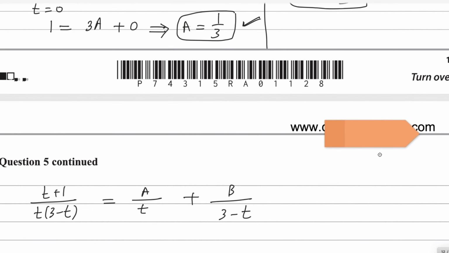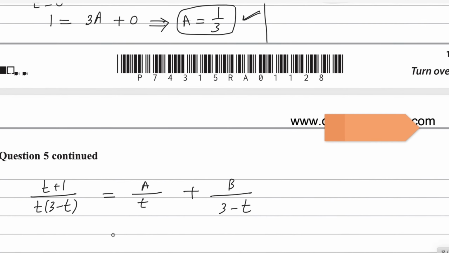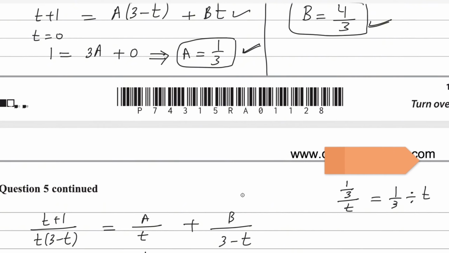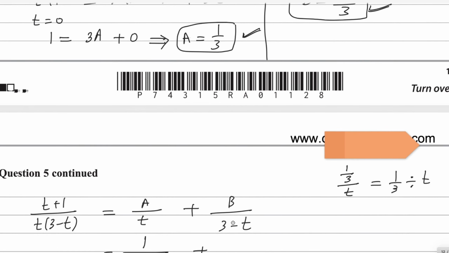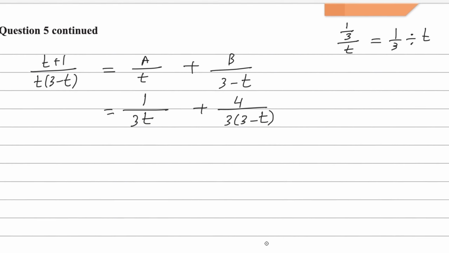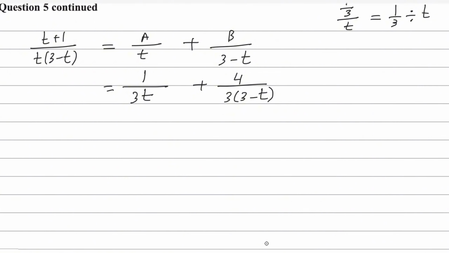I already wrote this equation here, so I will substitute these values here. So the answer will be 1 over 3 divided by t. It means you can write it as 1 over 3 divided by t, so this 3 will multiply by t. You can write directly here, 1 over 3t, plus in the same way the second value will be 4 over 3, that 3 will multiply here, 4 over 3 into (3 minus t). So this is the required partial fraction for this part. The first part is done.